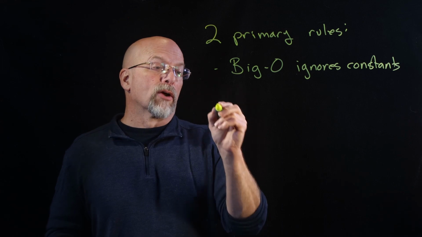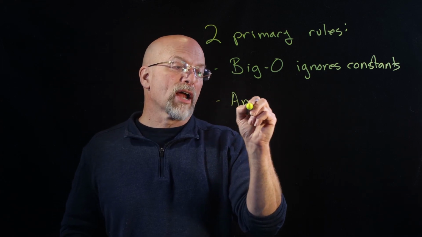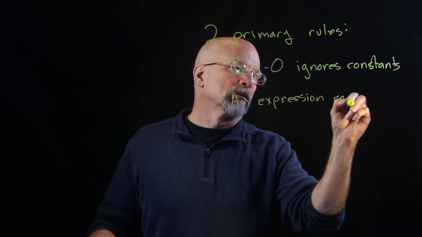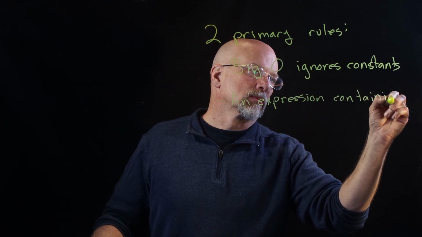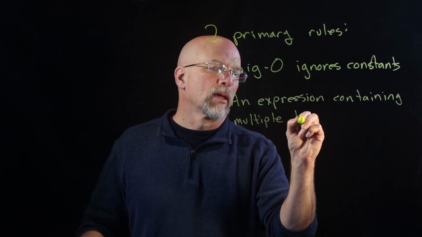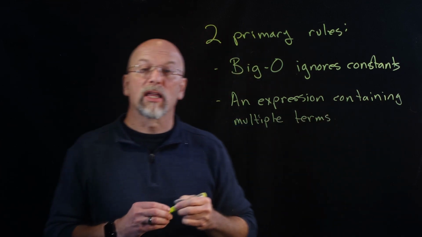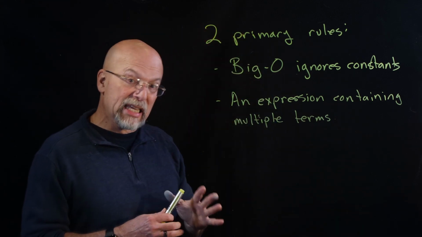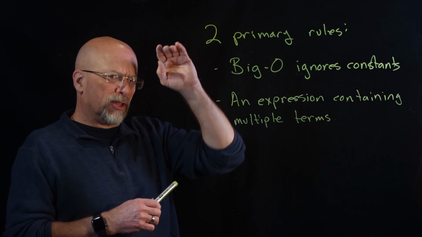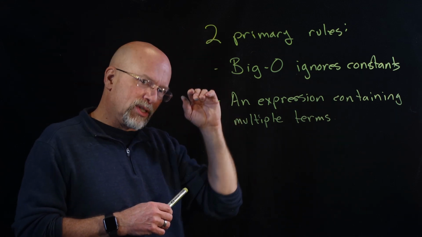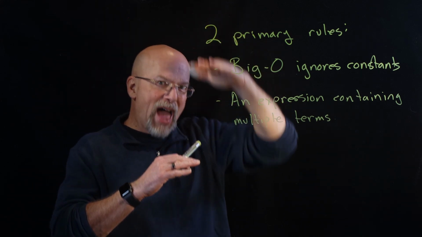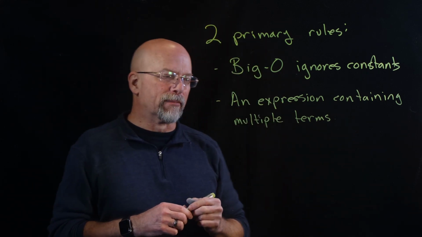Now, the other rule of big O notation is that an expression containing multiple terms, and whenever I'm talking about multiple terms, remember we did that list of all the functions and their relative complexity. We started out with the constant and then went to log n and then went to n and then went to n log n and then n squared and so forth. That is the order of complexity, all right?